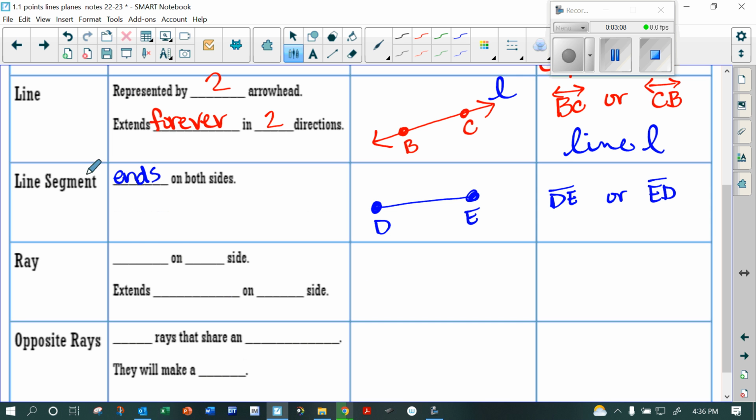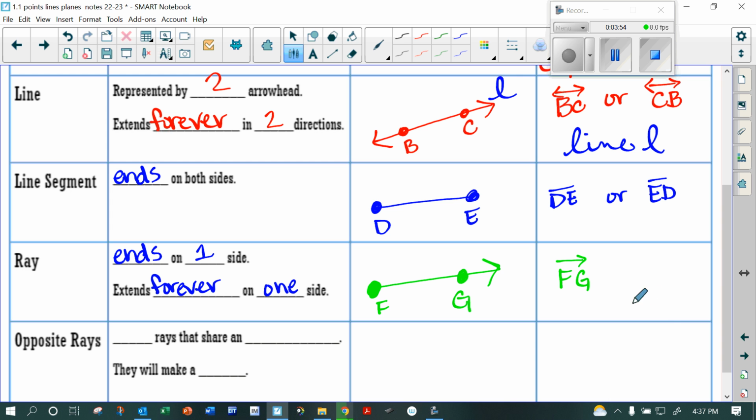Now, a ray. A ray is kind of a combination of a line and a line segment because it ends on one side, but it's going to extend forever on the other side. I'll change the colors a little bit just so they don't overlap. It's going to end on one side, and that's where you start, and it's going to go forever on the other. So if I wanted to call this FG, then I would name this ray FG. And you don't get an option to call it GF because you have to start where it ends. So this is not GF. And you always want to make sure you're using the proper symbol over the top.